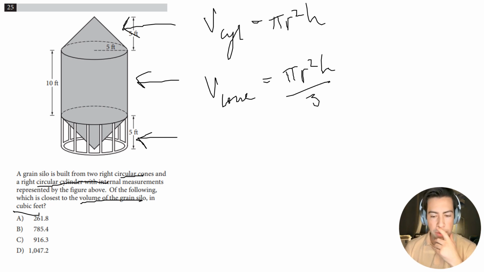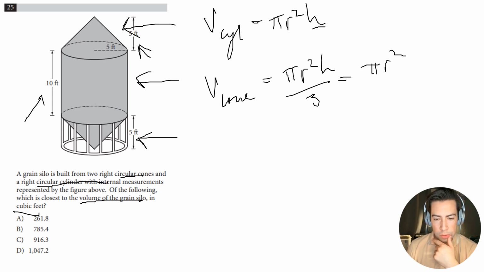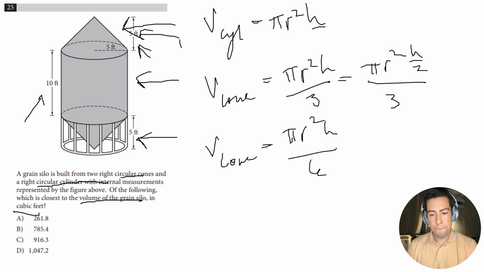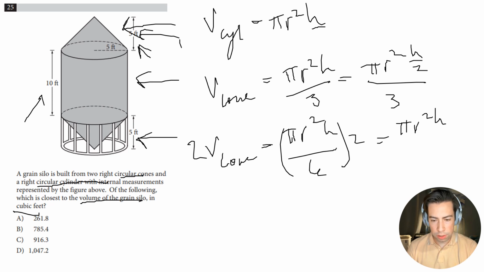Now, one thing to keep in mind here is that the height of the cylinder is 10, and the height of the cone, both cones, is 5. So if I want to keep these h's consistent, I'm going to rewrite this as pi r squared h divided by 2. So 10 divided by 2 is 5, which is this height right here, and then divided by 3. So when I run this entire thing through here, I'm going to end up with pi r squared h divided by 6. Okay. Now remember, guys, we're dealing with two cones, so I actually want 2 times this volume. So when I run this calculation through, I get pi r squared h divided by 3.